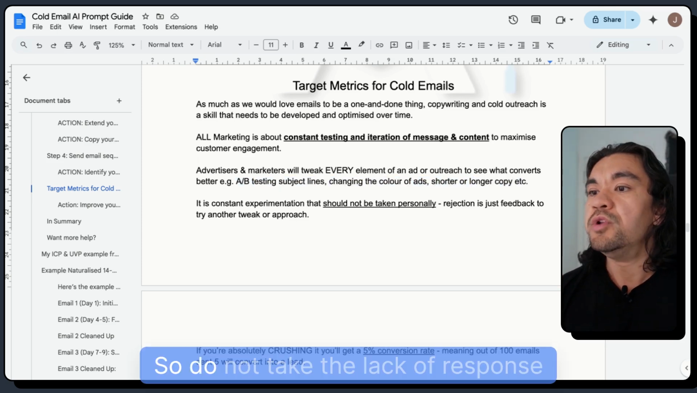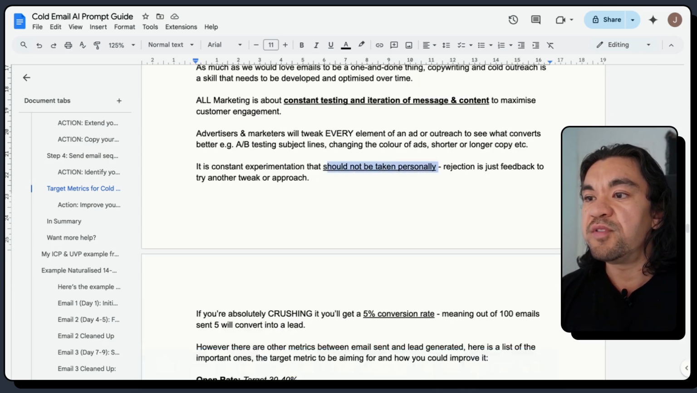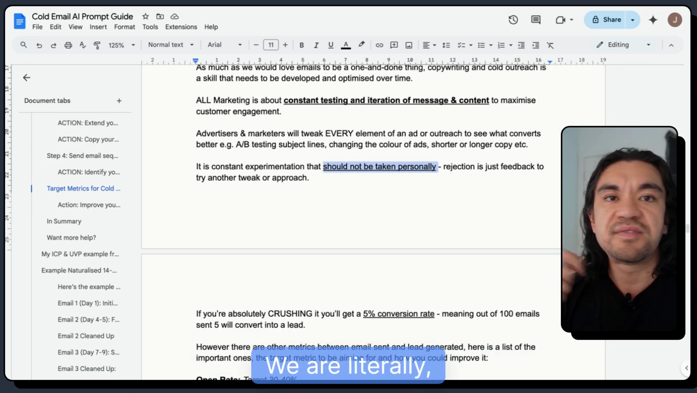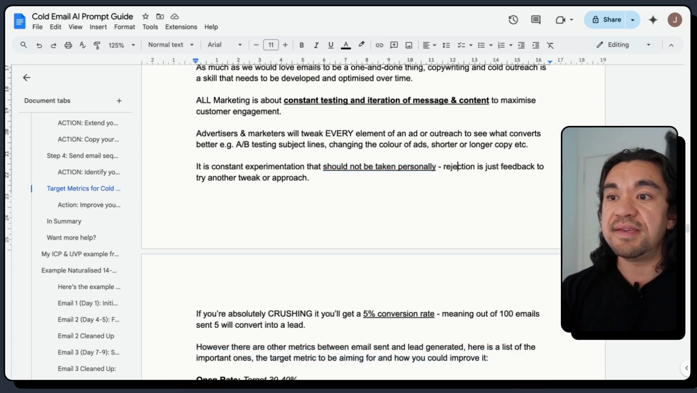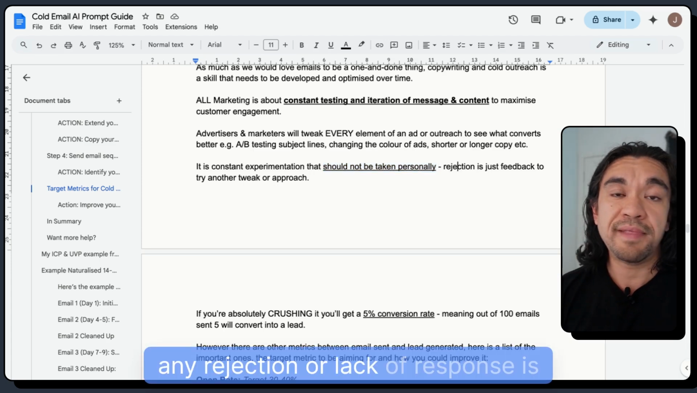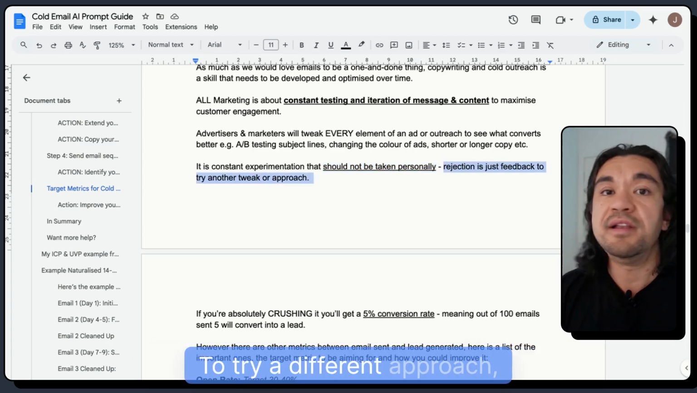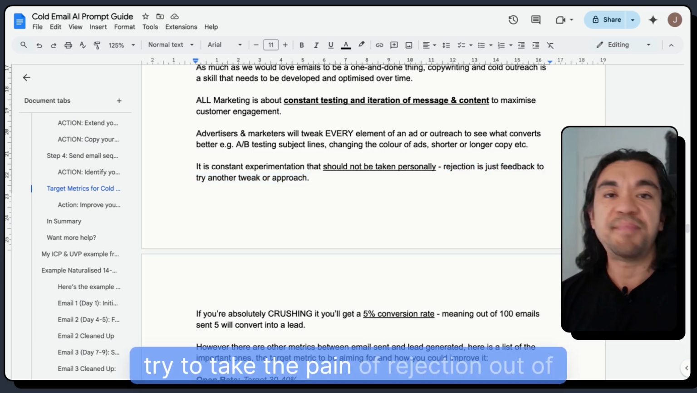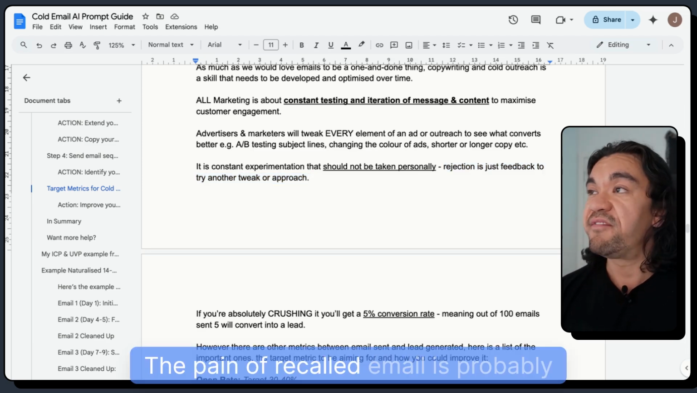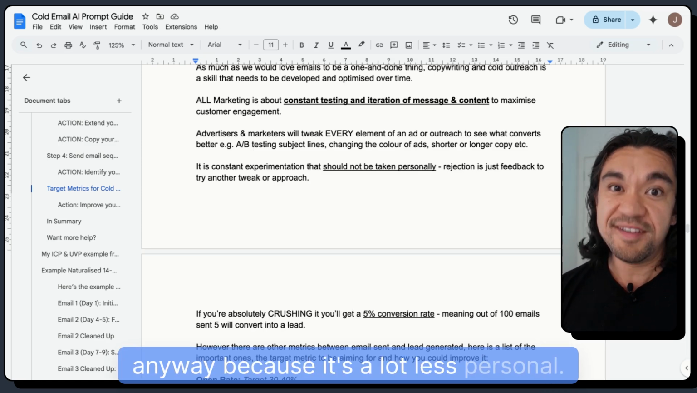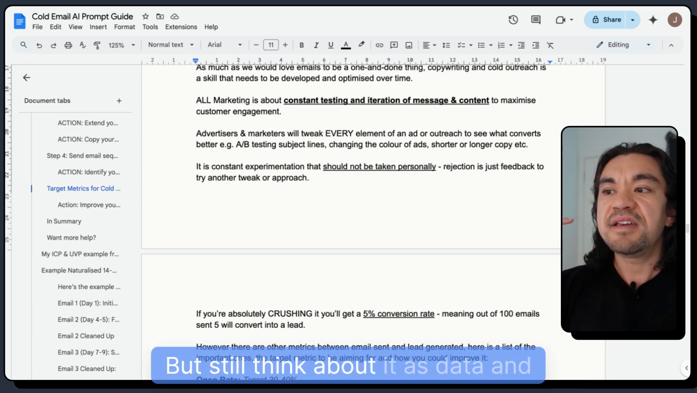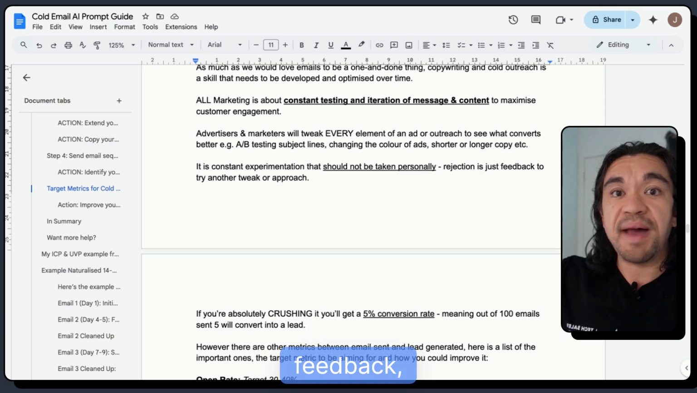Okay, so do not take the lack of response personally. We are literally shooting dice into the abyss. Okay, we are taking chances here. Any rejection or lack of response is feedback to try a different approach. Try to take the pain of rejection out of this. The pain of a cold email is probably better than the pain of a cold call anyway, because it's a lot less personal. But still, think about it as data and feedback, okay?